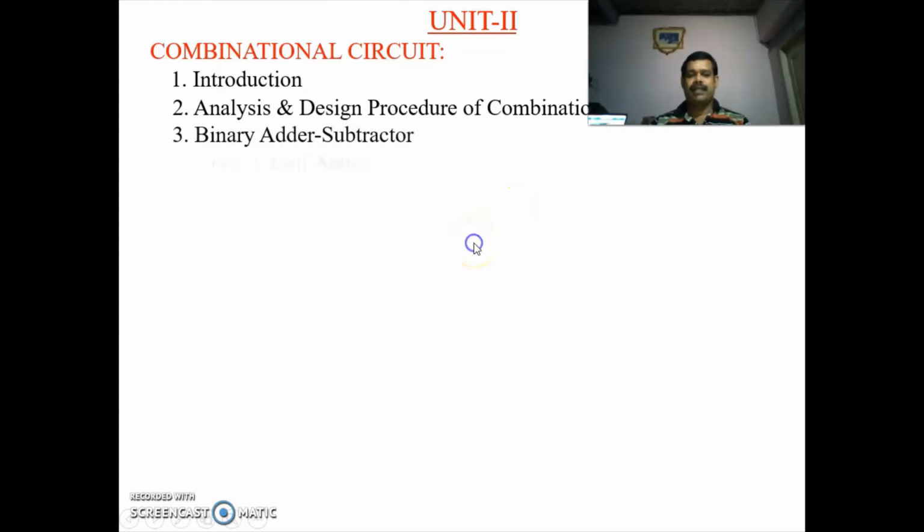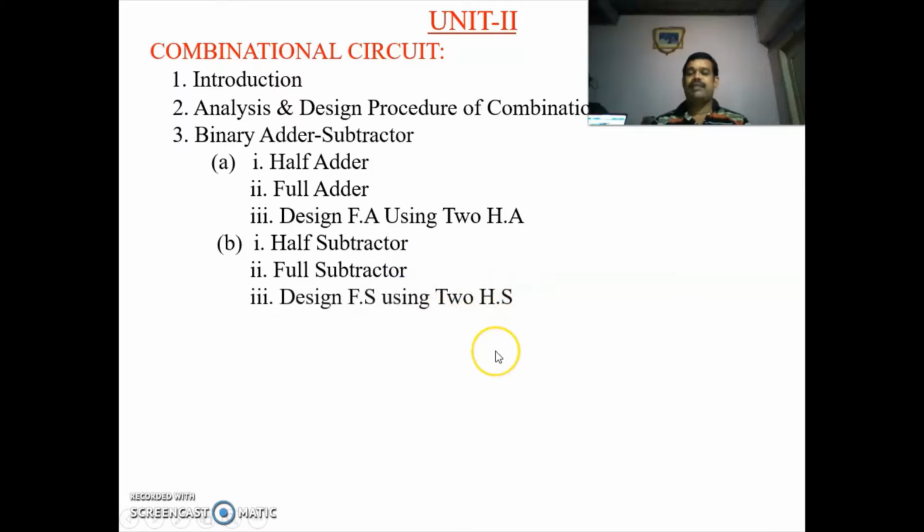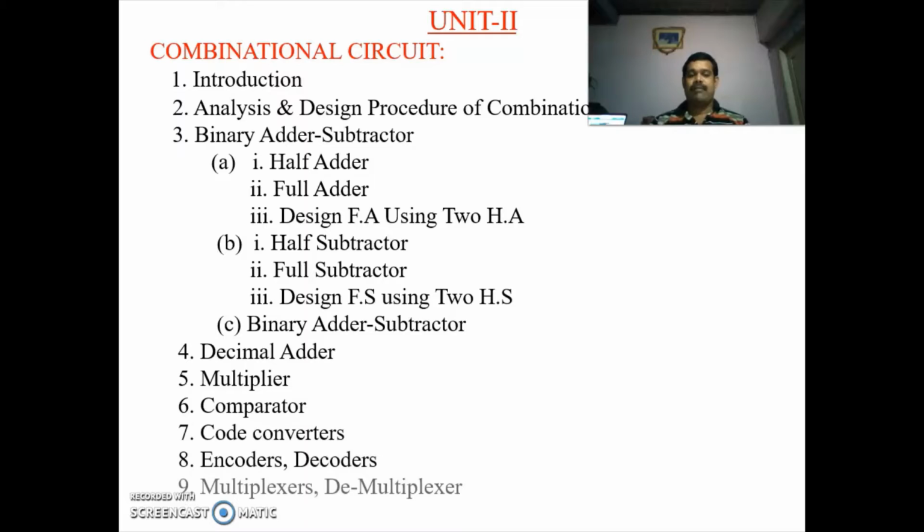binary adder subtractor, and in that the sub topics are half adder, then full adder, design of full adder using two half adders, then half subtractor, then full subtractor, design of full subtractor using two half subtractors, then binary adder subtractor, then decimal adder, then multiplier, comparator, code converters, encoders, decoders, multiplexers and demultiplexers. These are the topics present in the first main topic, that is combinational circuit.